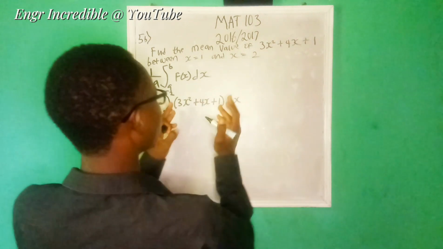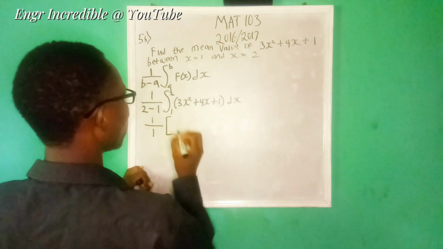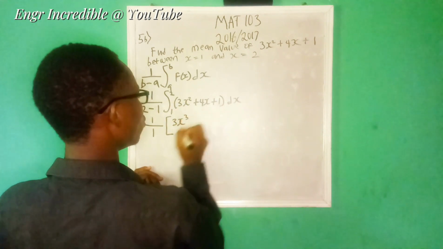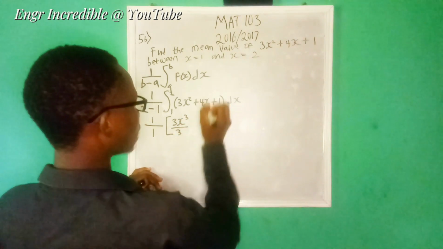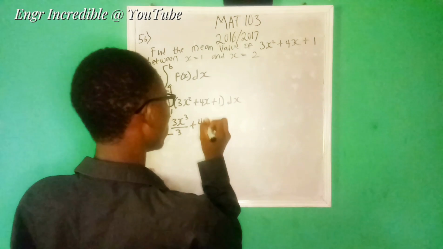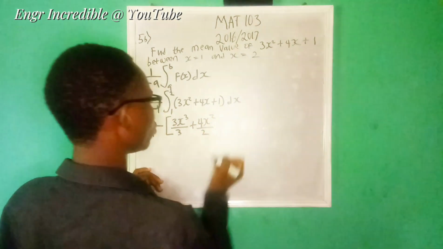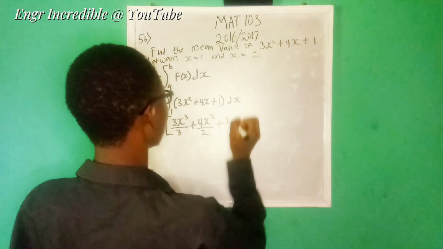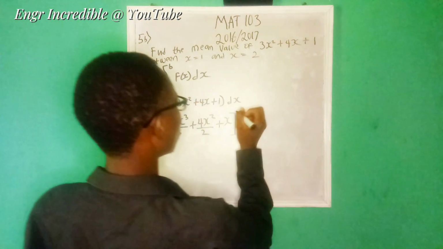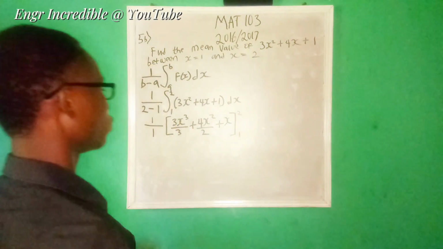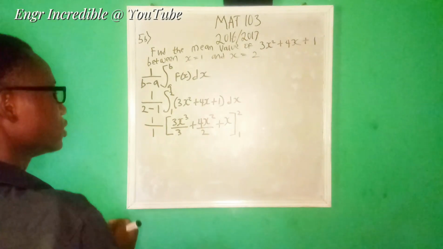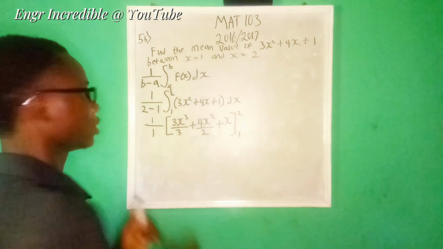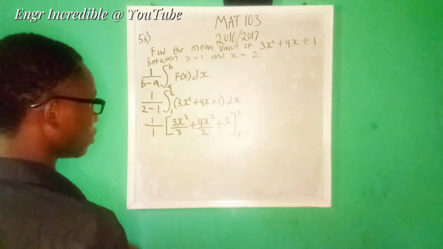So from here we can integrate what is right here. When you integrate 3x squared, we will have 3x cubed divided by 3, and integrating 4x, we will have 4x squared divided by 2. Then integration of 1 is going to give us plus x, all enclosed in brackets. Then you put in our values from 1 to 2. So this right here can be ignored, because 1 over 1 is equal to 1, and 1 multiplied by anything will give the same value.